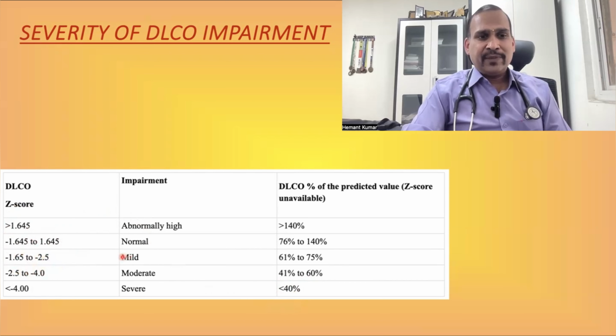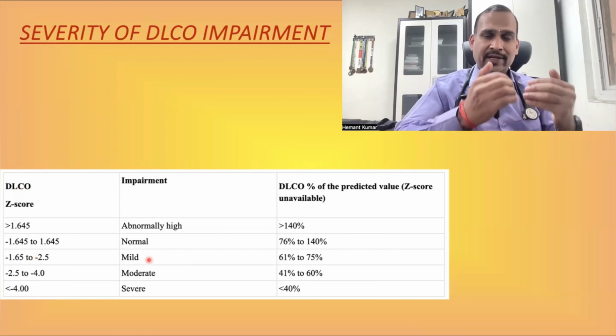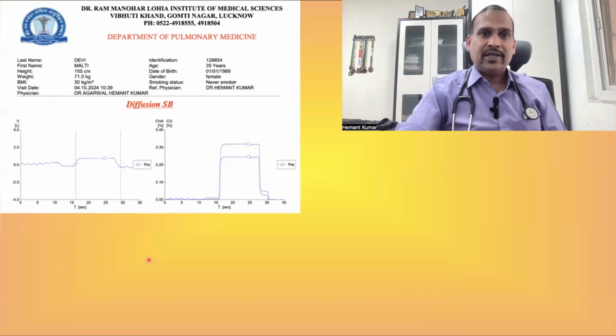1.65 to 2.5 is mild, 2.5 to 4 is moderate, and more than 4 is severe. And more than plus 1.65 is high. So we have to remember the Z score, by which we can divide mild, moderate, severe. So now let's see a real example.